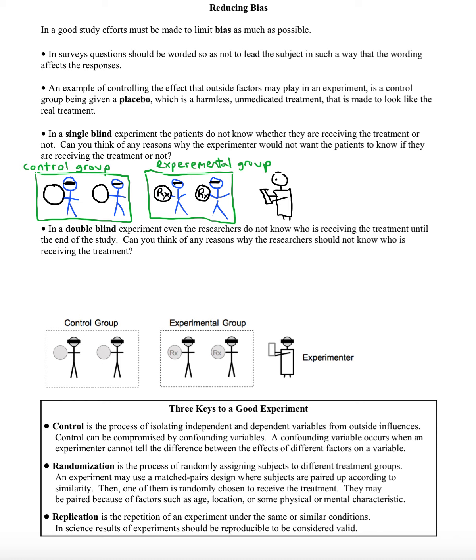Replication is the repetition of an experiment under the same or similar conditions. In science, results of experiments need to be reproducible in order to be considered valid.